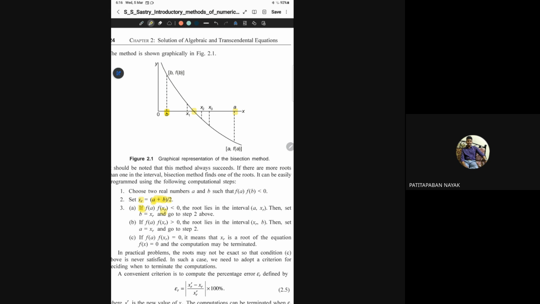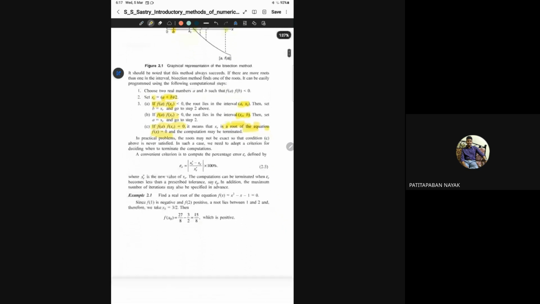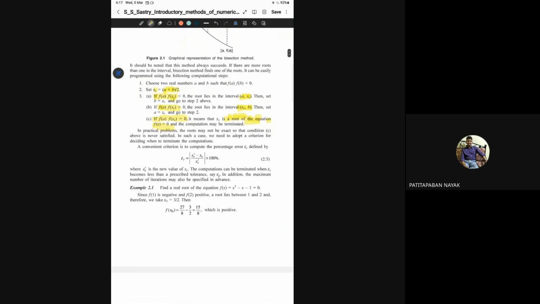If f of a into f of xr is less than 0, the root lies in the interval a and xr. If f of a into f of xr is greater than 0, then the root lies in the interval xr and b. If f of a into f of xr is equal to 0, it means xr is the root of the equation. So this is what we will be checking in the bisection method. I suggest all of you work out this problem.